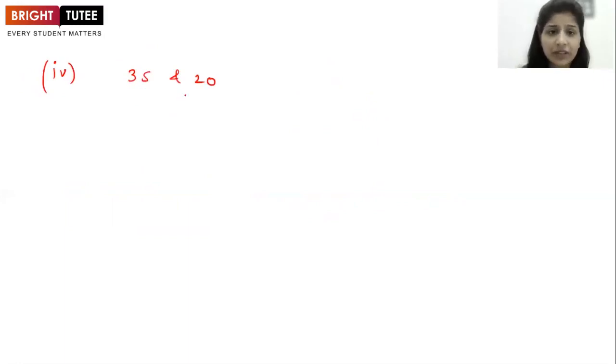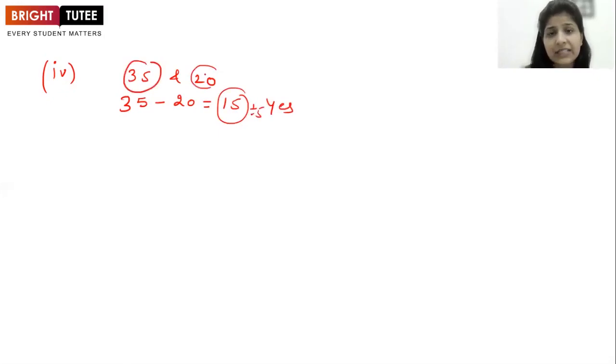Take the difference of 35 and 20. So if you take the difference, let's just write that: 35 minus 20. So the result is 15. Is 15 divisible by 5? Yes, it is exactly divisible by 5. 35 is divisible by 5. 20 is divisible by 5.